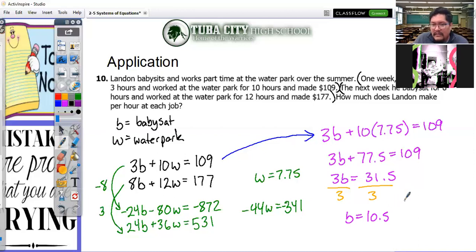So $10.50 babysitting, and $7.75 at the water park.